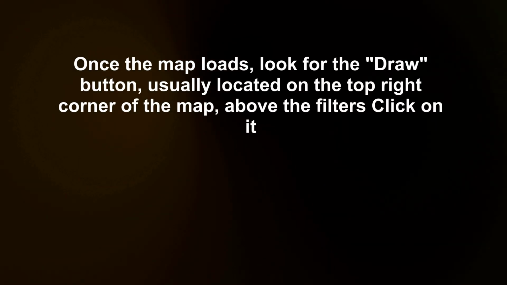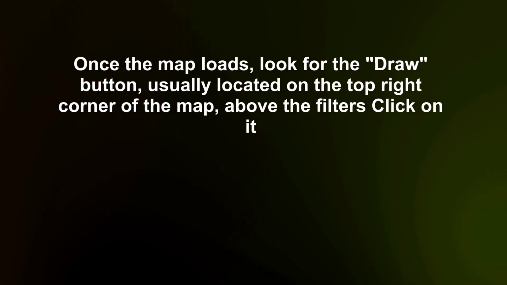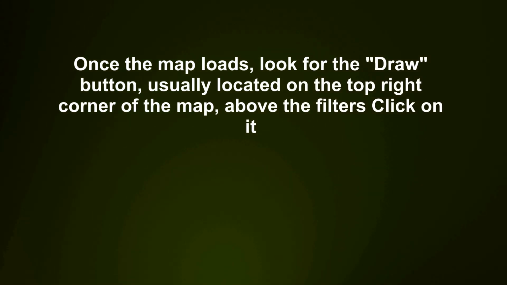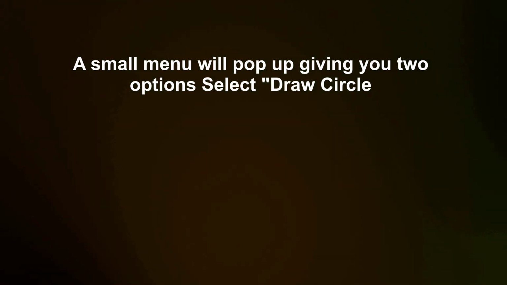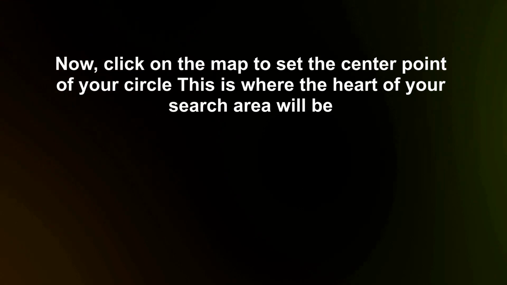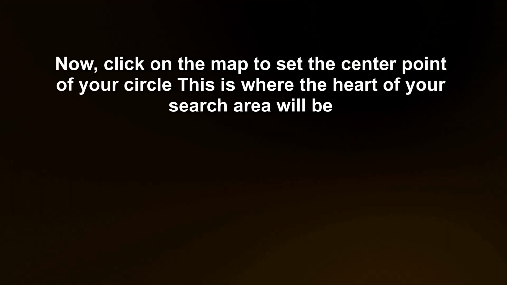Once the map loads, look for the Draw button, usually located on the top right corner of the map, above the filters. Click on it. A small menu will pop up giving you two options. Select Draw Circle. Now, click on the map to set the center point of your circle. This is where the heart of your search area will be.